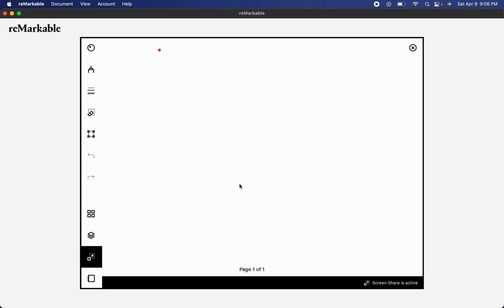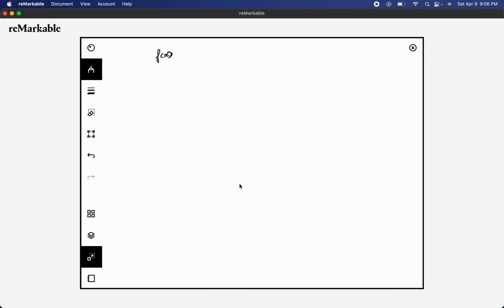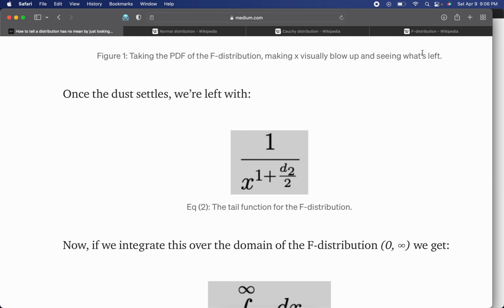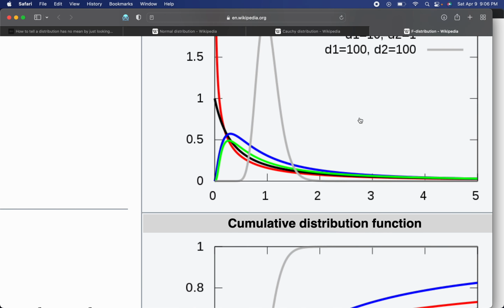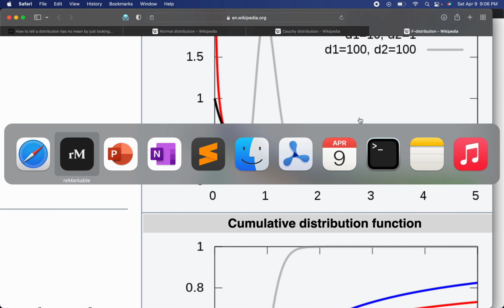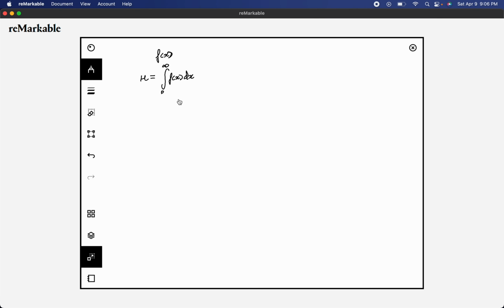So it's basically like if the PDF of the distribution is f of x, then the mean mu is the integral of f of x dx over the domain of the distribution. So in the case of the F distribution, I believe it's 0 to infinity. And then for the normal distribution, it would be minus infinity to infinity, and so on.